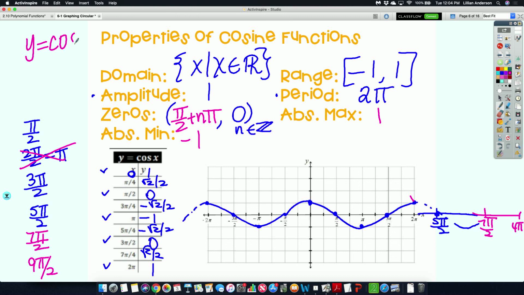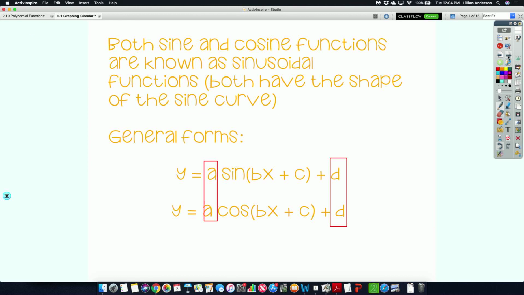This is the graph and properties of y equals cosine of x. Both sine and cosine functions, you are taking these down by hand. Please make sure you get the important parts. All right, both sine and cosine functions are known as sinusoidal functions. The reason why is because they both have the shape of a sine curve. And what you see are the two general forms of any sine or cosine function. Again, we're talking about sine and cosine first. It's actually the same general form for all of them, but we're talking solely on sine and cosine.